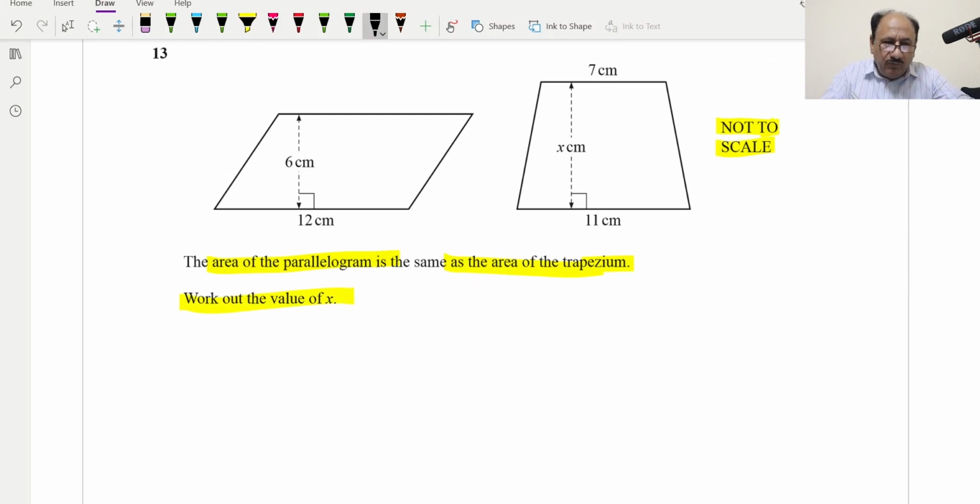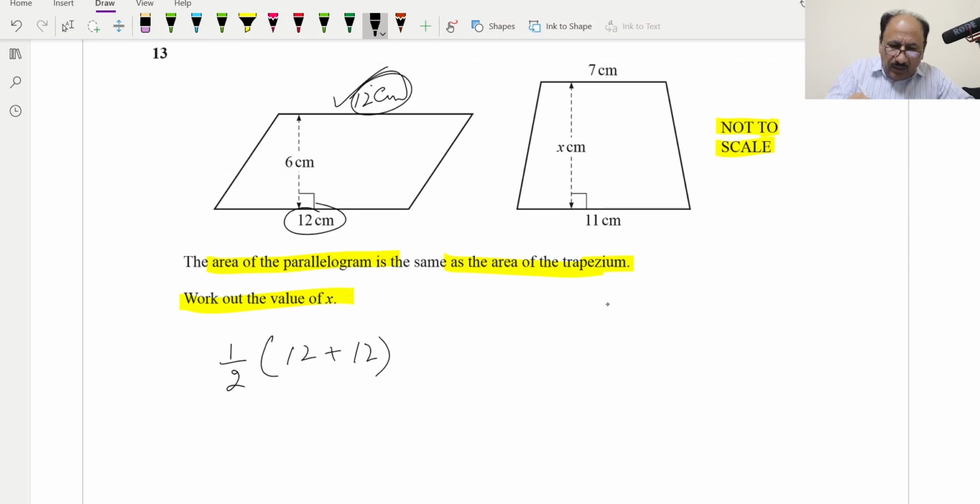So what we will do, we will form the equation, and area of this shape, if I write 1 by 2 into opposite sides are 12, this side is 12, so this side will also be 12 centimeters. So 1 by 2, this one 12 plus 12, and this perpendicular height, which is 6, will be equal to this one, which is 1 by 2 into 11 plus 7 and multiply by x. So this will be area of the trapezium.